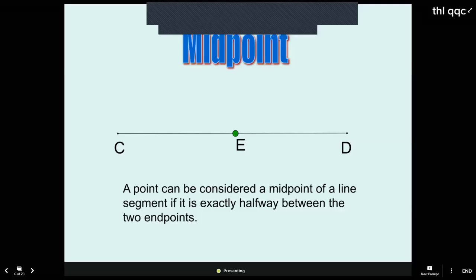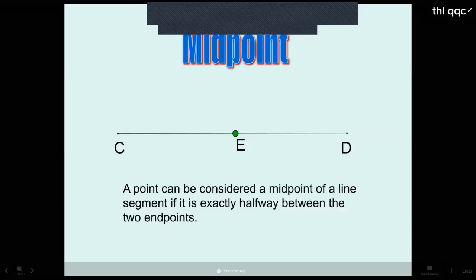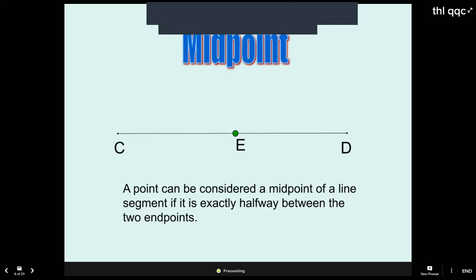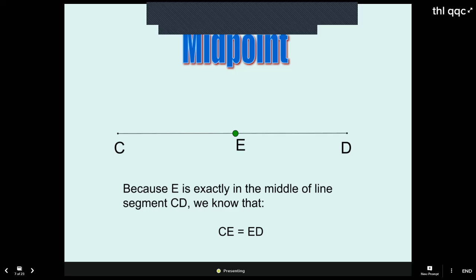All right, so today's new concept, new word is midpoint. So we have C to E, E to D. We have our nice E in the middle. A point can be considered a midpoint of a line segment if it is exactly halfway between the two endpoints. So this is exactly halfway between these two things. It splits it exactly in half. All right, because E is exactly in the middle of line segment CD, we know that the distance from C to E equals the distance from E to D.